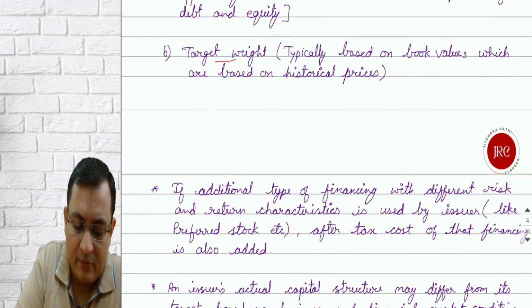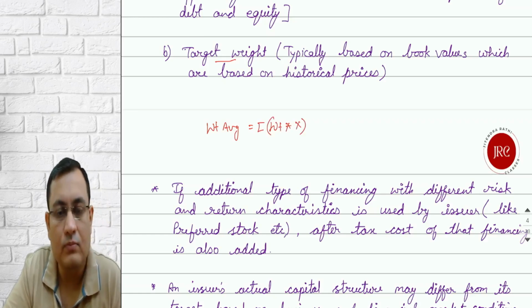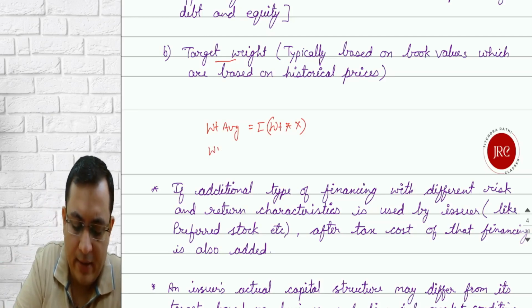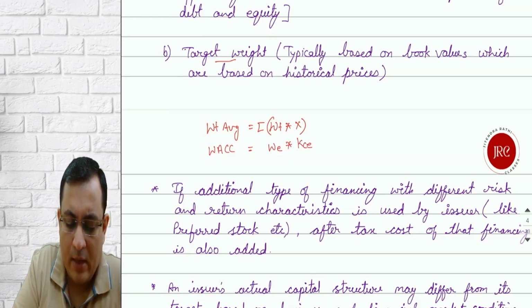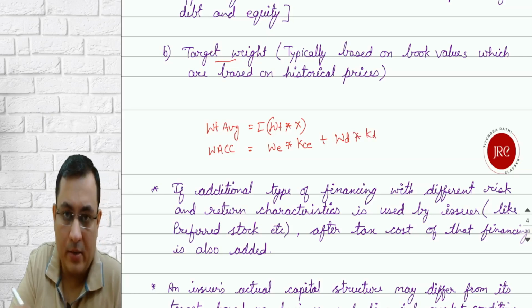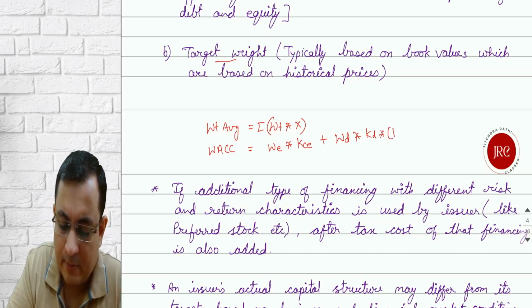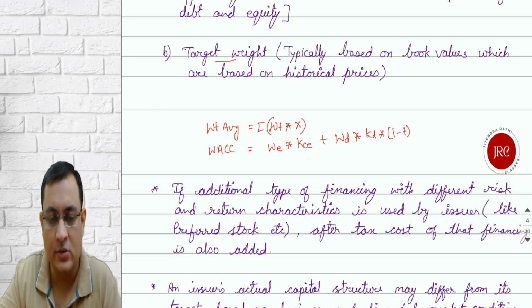So first, what is the formula for WACC? Weighted average is very clear. Weighted average of anything is the sum of weight multiplied by your variable. So we have two costs, two sources. If we have only debt and equity, then weighted average cost of capital will be weight of equity multiplied by cost of equity plus weight of debt multiplied by cost of debt. But in case of cost of debt, we have already understood there will be a tax shield, so that should also be considered.